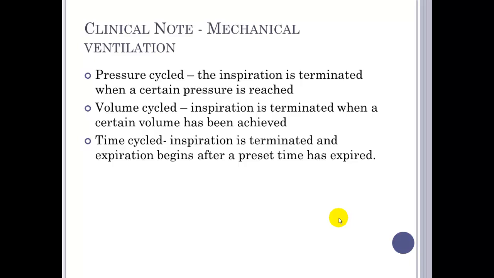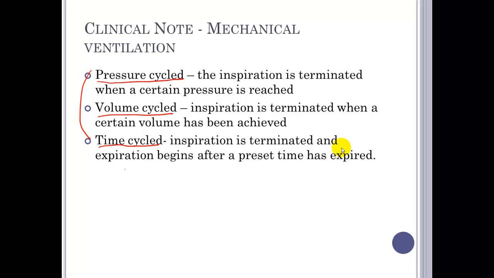Mechanical ventilation, there are pretty much 3 different cycles that we can actually perform in the various types of mechanical ventilation. There's a pressure cycle, and if we just pay attention to the actual word here, it'll help us identify what type of mechanical ventilation is occurring. So first of all, we have pressure cycle. The inspiration is terminated when a certain pressure is reached, and this is going to be a pressure setting actually on the ventilator. So whenever it reaches a certain pressure, then the ventilation is going to stop.